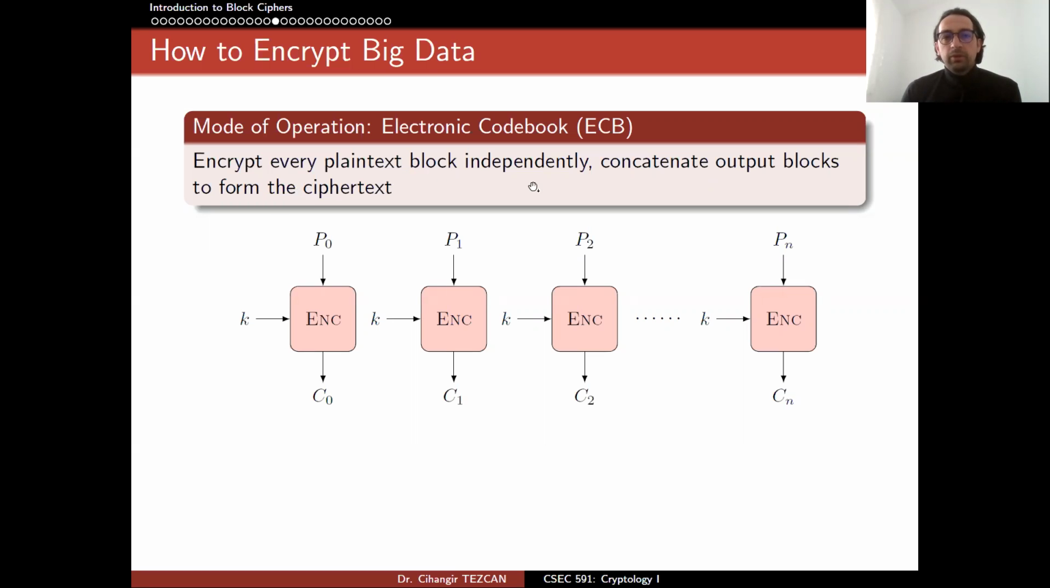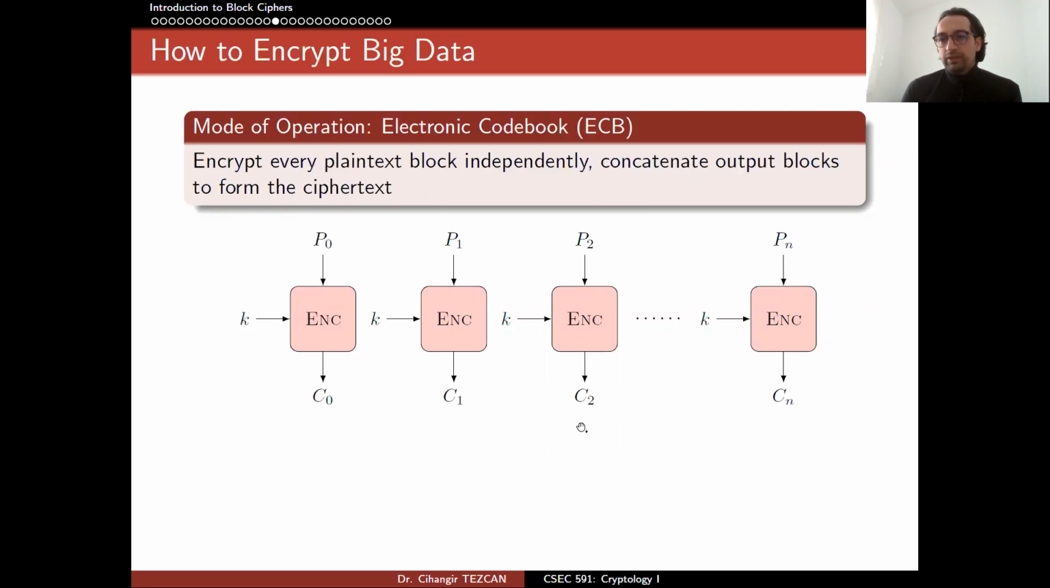Encrypt every plaintext block independently, and concatenate the output blocks to form the ciphertext. So for instance, you have a 1 megabyte file on your computer. If you're using AES, you divide it into 16-byte blocks, and you independently encrypt each block with your secret key and obtain the ciphertext block. At the end, you concatenate them in the same order and obtain the ciphertext. So your file is encrypted in this way.